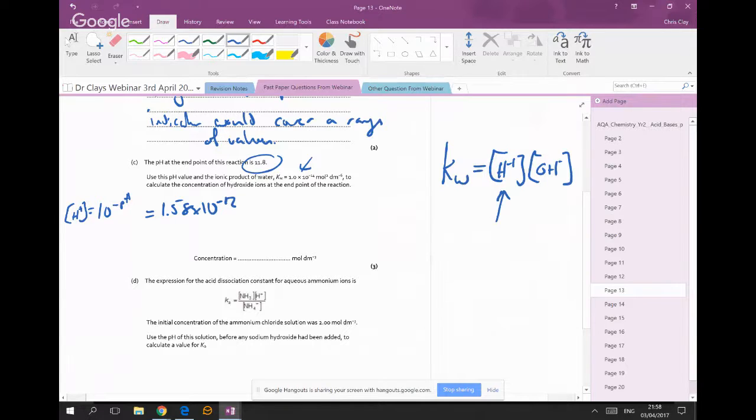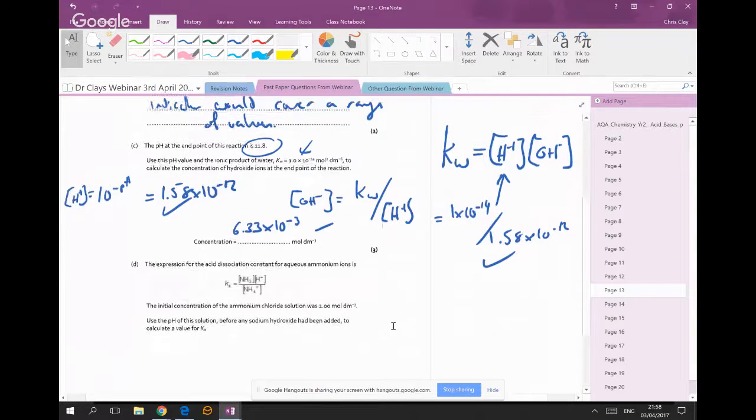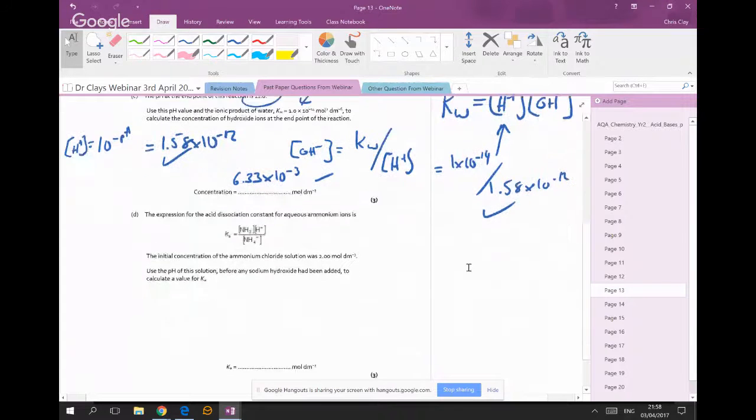And then we're going to use that in our expression for Kw. So we rearrange for OH minus in this instance, and say that that is Kw over H plus. We're given a value for Kw, so that's 1 times 10 to the minus 14 over this value over here. We put that into our calculators and we get around 6.33 times 10 to the minus 3. So we get a mark here, and a mark there. I think we're all in the same ballpark there.